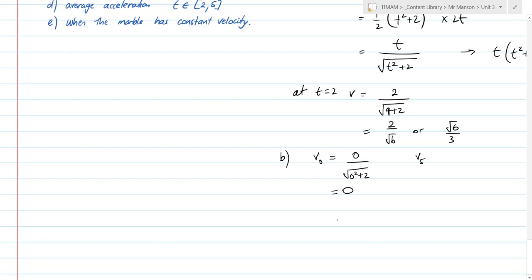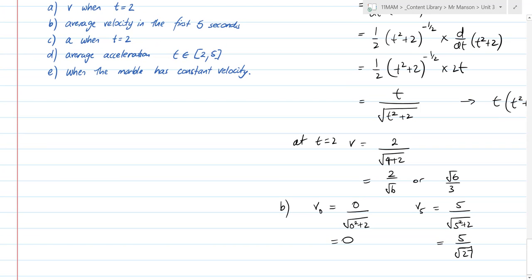Sorry? 2 over 2 squared, because... No, wait. Yeah. 2 root. No, wait. T is 0, you put 0 in there. And to be honest, I don't mind.